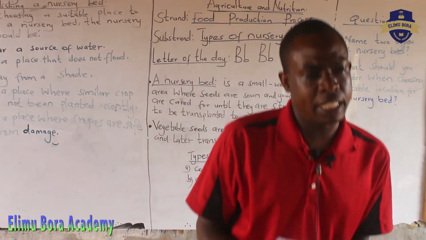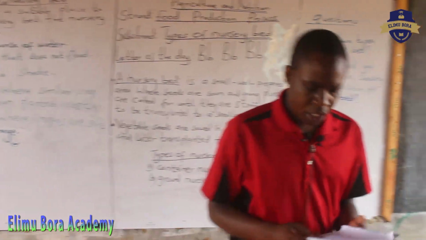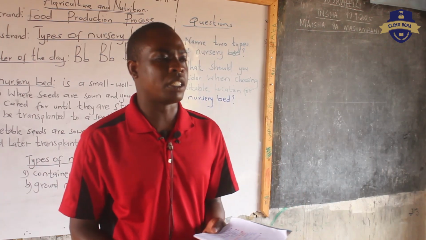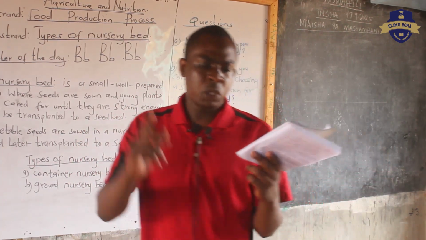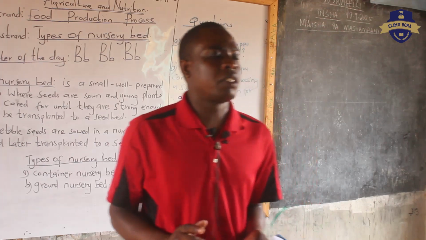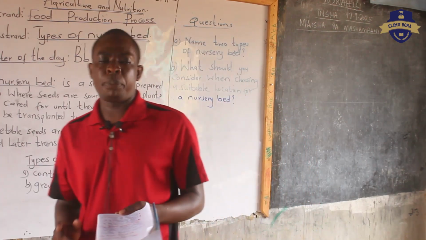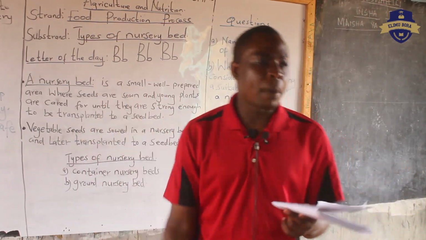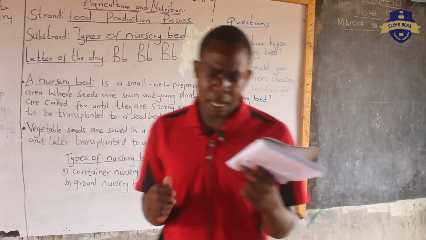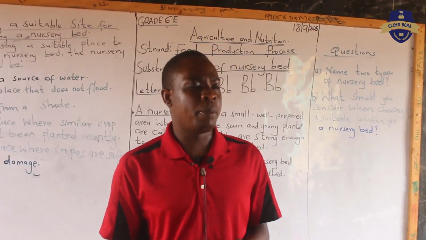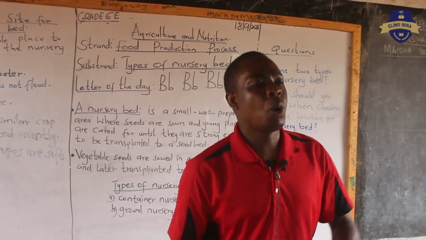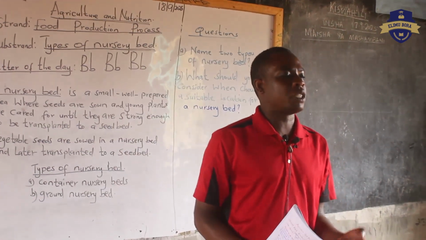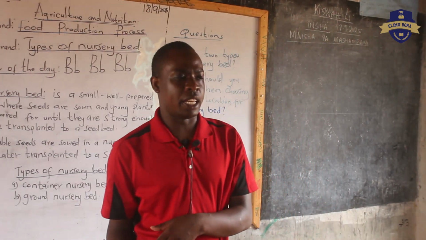vegetable gardening. We said the first practice we are supposed to do as farmers is to establish a nursery bed, to do what? To establish a nursery bed for growing our vegetables. Number two, we are supposed to have seed preparation. When we say seed preparation, we mean we are supposed to have those seeds which we are going to plant in a nursery bed, isn't it?